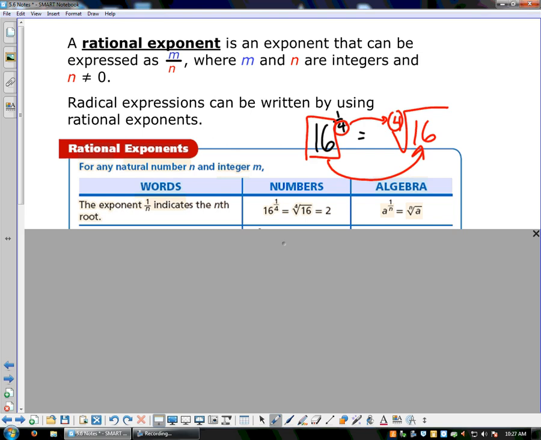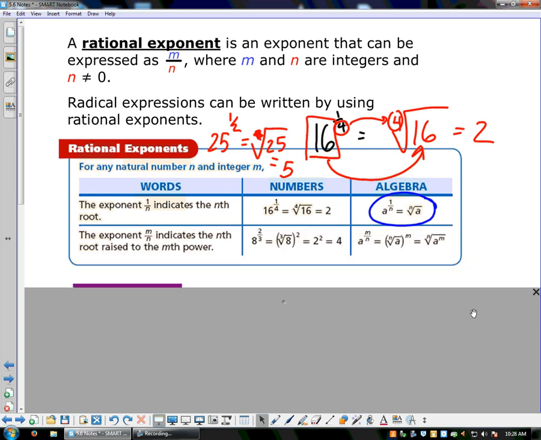Let's try this with, how about 25 to the 1/2? Well, then we would write that as the square root of 25. Remember, we don't have to write this 2 here. It's understood to be a 2, and that's just equal to 5. Whereas this one was equal to 2. So in general, if we have a to the 1 over n, that's equal to the nth root of a.